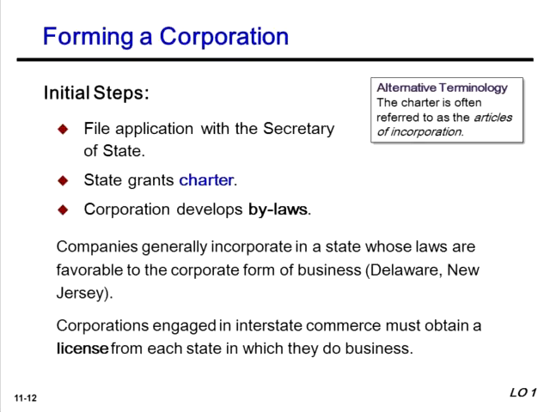So now we consider, how do we form a corporation? First thing is an application has to be filed with the Secretary of State, in other words, the state in which the organization wants to incorporate. Once the application has been approved, the state will grant a charter, and then the corporation must develop bylaws. Companies will generally incorporate in the state whose laws are favorable to the corporate form of business, and they mentioned Delaware and New Jersey, and one of those favorable conditions would be taxation.